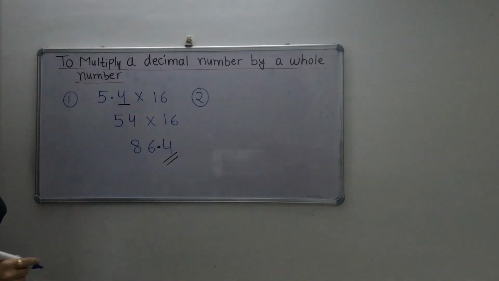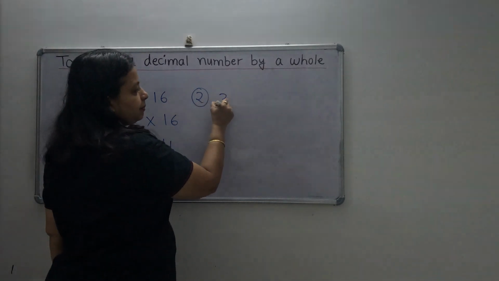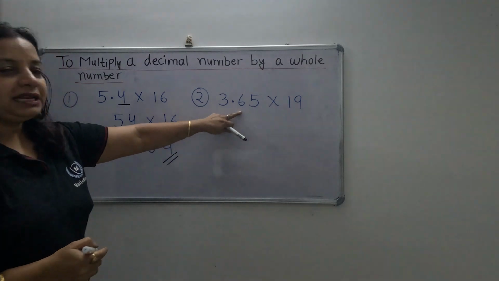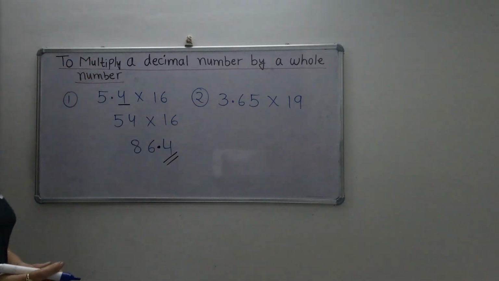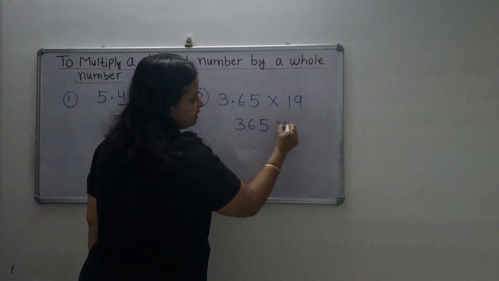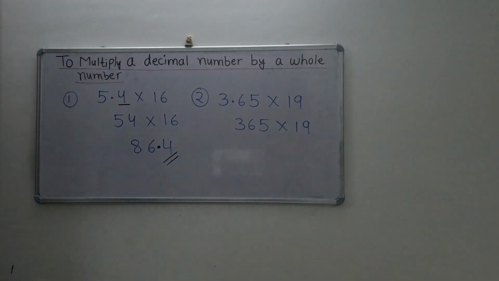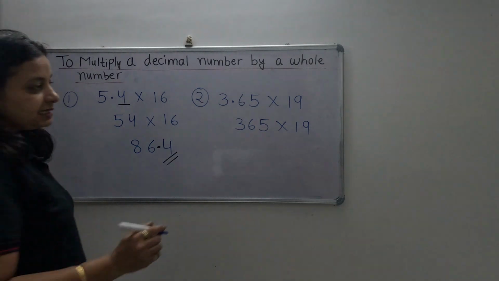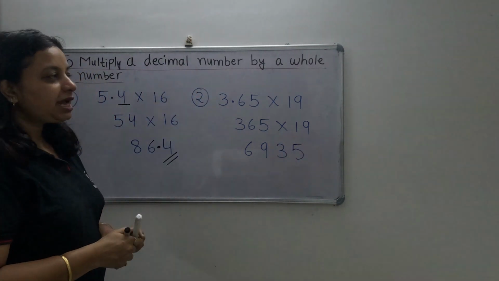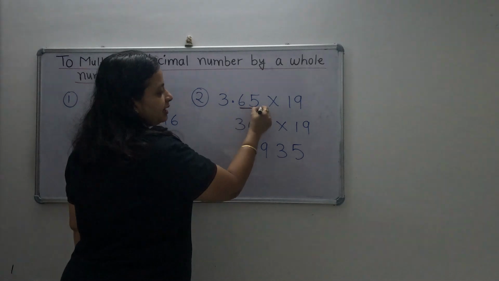The second example is, suppose we have 3.65 times 19. Again, one number is a decimal, another is a whole number. Same process you will apply here also. Ignore the decimal points, multiply normally. 365 times 19 will be 6,935. 365 times 19 is 6935. Absolutely correct.